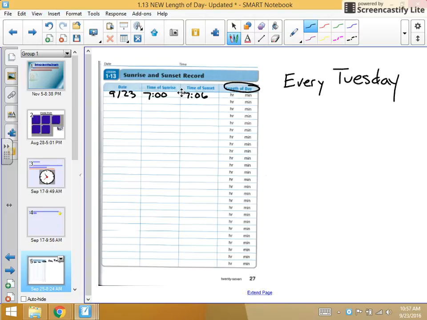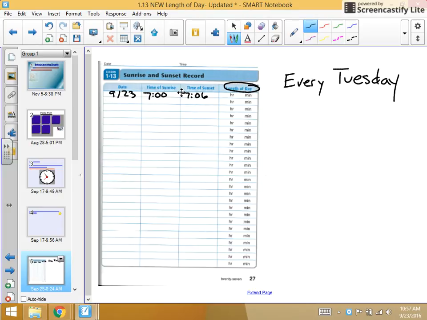What kind of math equation do you think I'm going to need to figure out length of day? I want you to turn and talk with your partner how it is that you're going to do that.